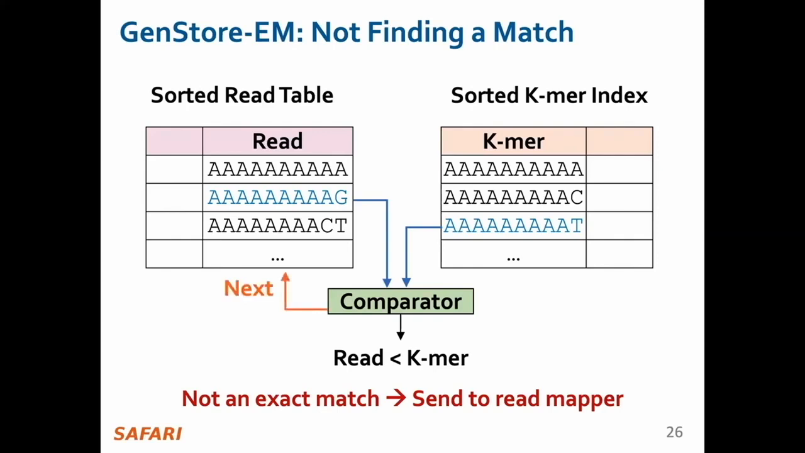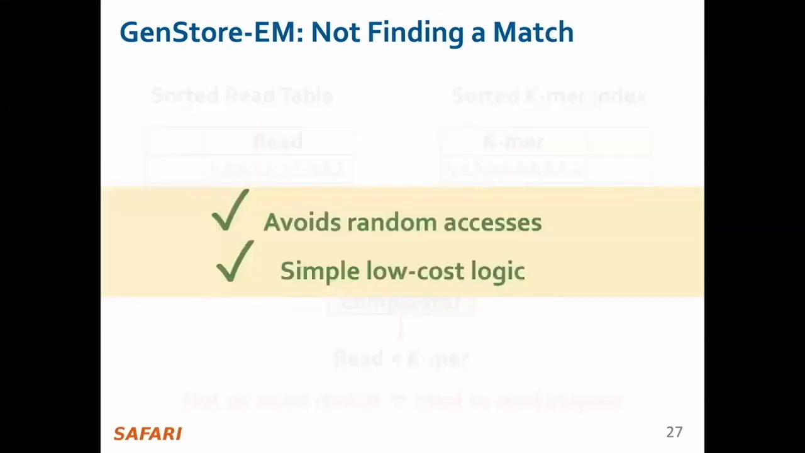So using this technique, GenStore EM avoids random accesses to the index and to the read data structure, to the read sets, and performs filtering using only one simple low-cost comparison operation per each read.